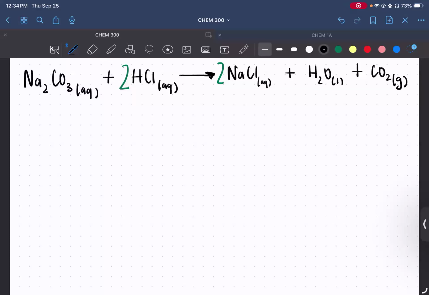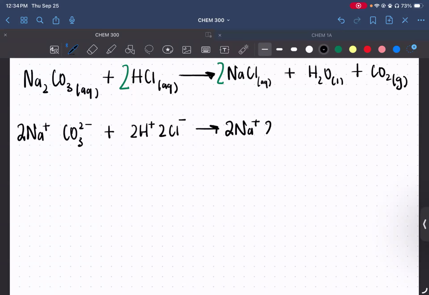Now to write the complete ionic, as always, we're going to break up aqueous species. This becomes 2Na+, CO3 2- plus 2H+, 2Cl- to give us 2Na+, 2Cl- plus H2O plus CO2. I have purposefully dropped the state symbols from the complete just because it can get really congested and may need 2 lines. So I'm just ignoring it for right now to make it clearer to read.